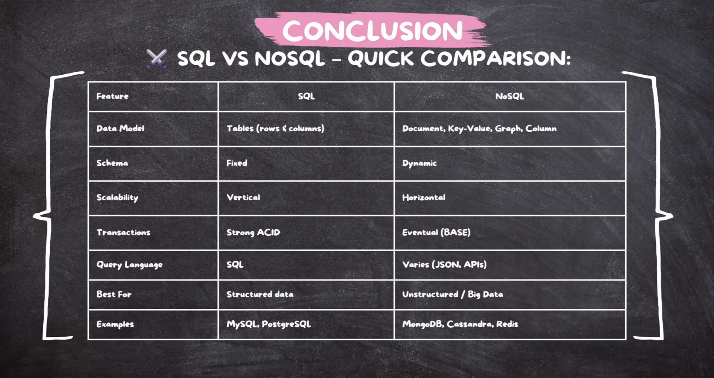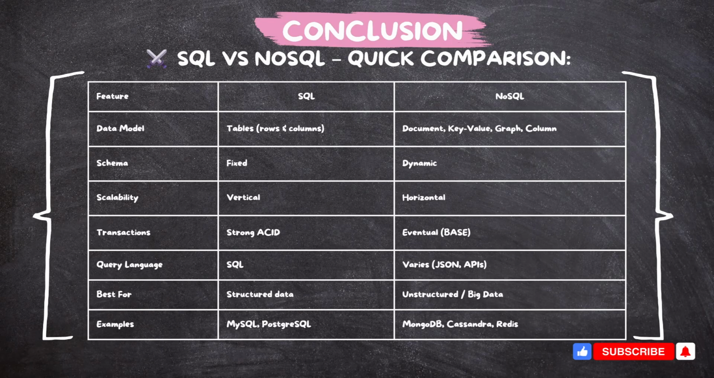Here is the quick comparison, like data model is row and column. For NoSQL it is document based. Schema is fixed for SQL and NoSQL it is dynamic. Scalability for SQL is vertical and for NoSQL it's horizontal. Transactions are based on strong ACID properties, whereas NoSQL is based on BASE properties.